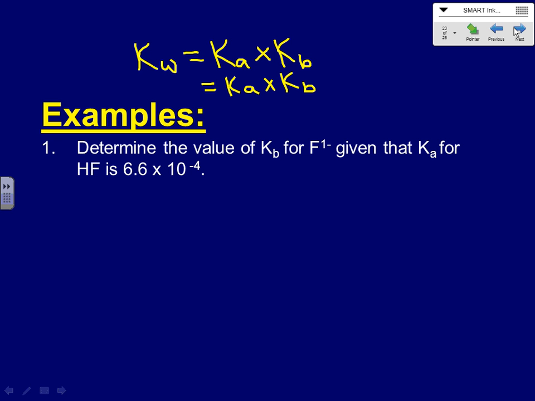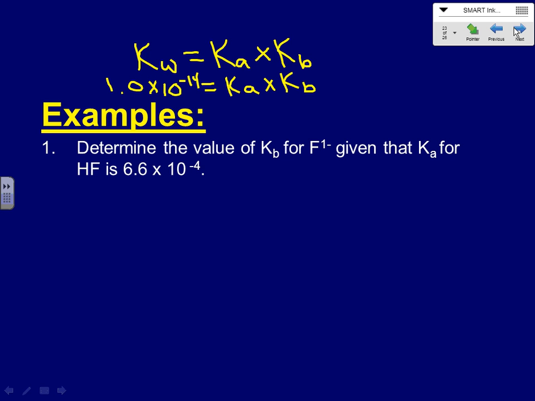And what do you get? Excellent. Pick any other pair. Do it again. I'm hoping you're noticing a trend. So it's going to get 1 times 10 to the negative 14. And that's what the Kw is, 1.0 times 10 to the negative 14.